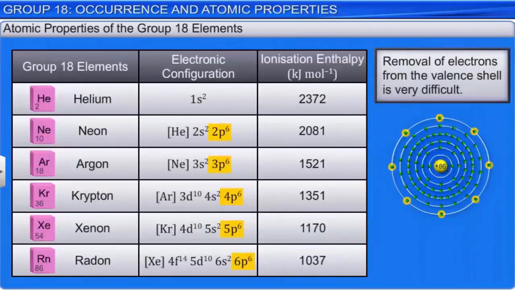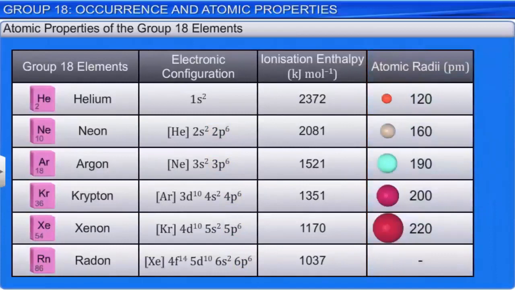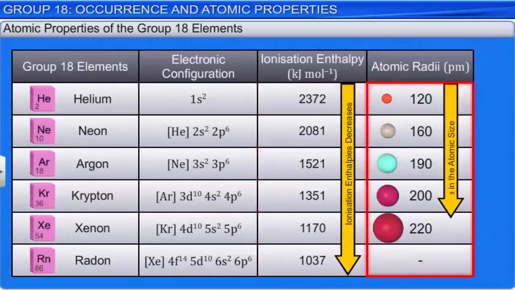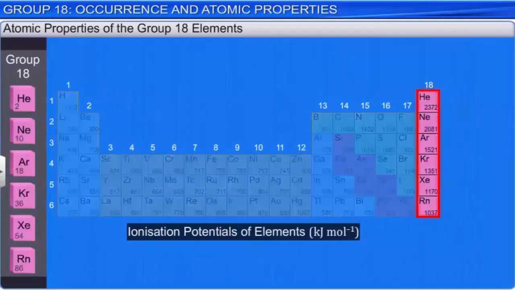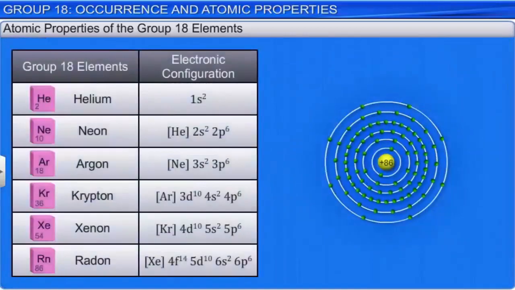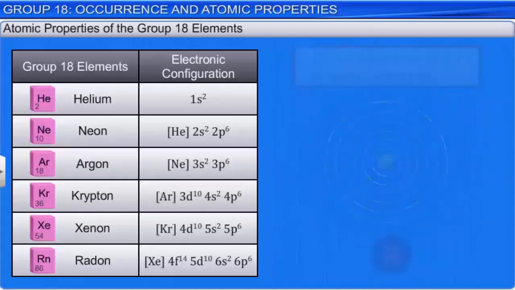However, you can see from the table that ionization enthalpies decrease gradually on descending the group with an increase in the atomic size. Note that the ionization enthalpy of a noble gas is the highest among the elements of the same period. Again, because the elements of group 18 have stable electronic configurations, they do not have a tendency to accept electrons. Hence, they have very high positive values of electron gain enthalpy.